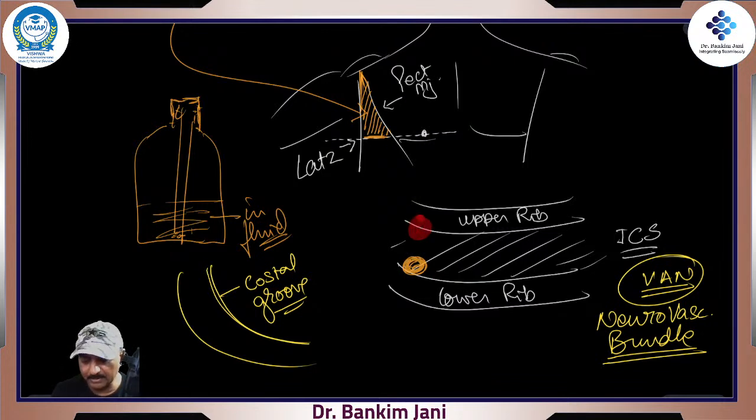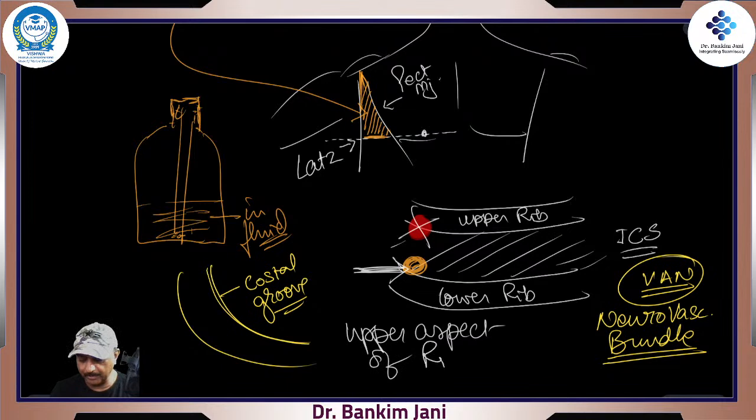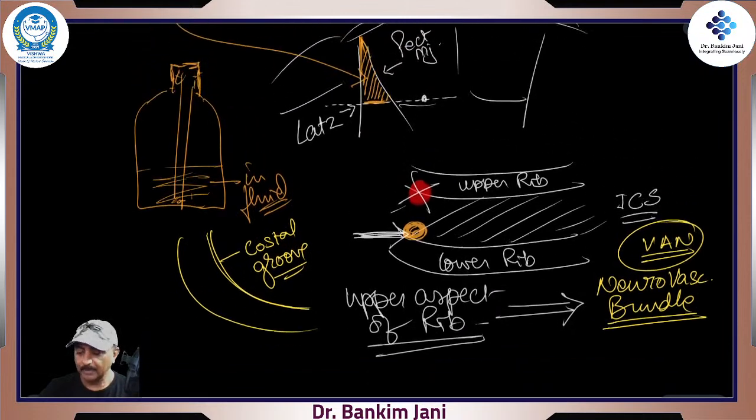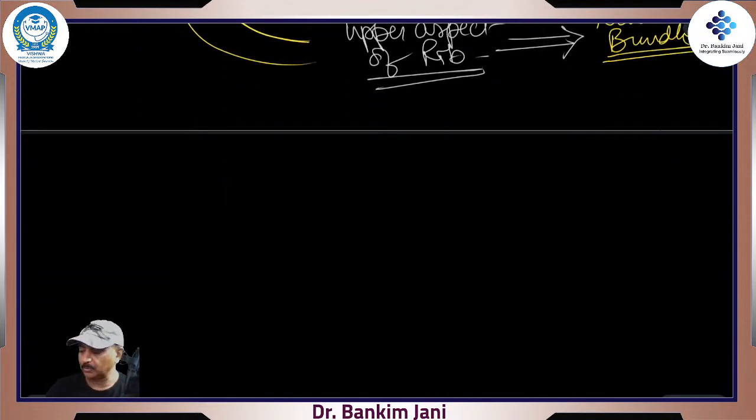Not here. This is not the place, right? Because this is the place where the neurovascular bundles will pass. So take care of this, right? So go from the upper aspect of the rib, right? Because you don't want that neurovascular bundle to be damaged. Am I clear? Right? This is one thing. This is one point.